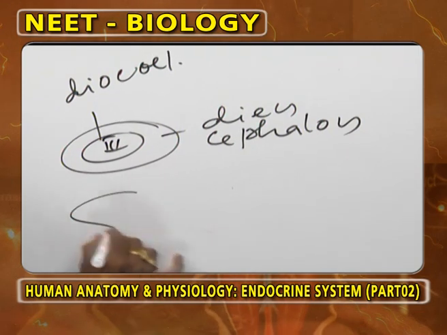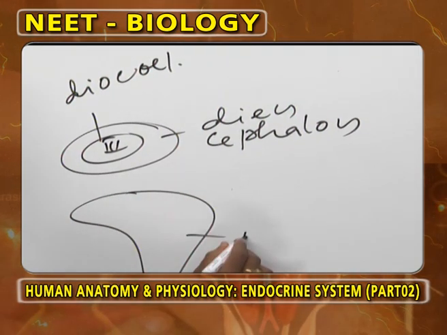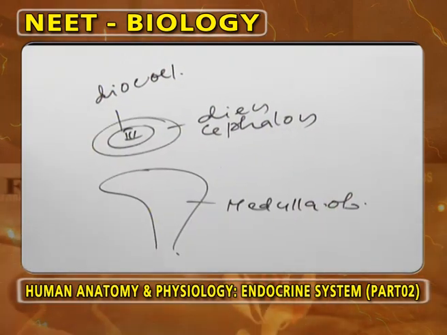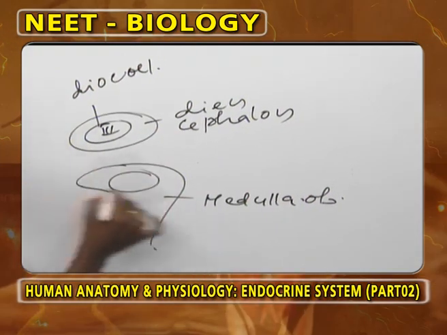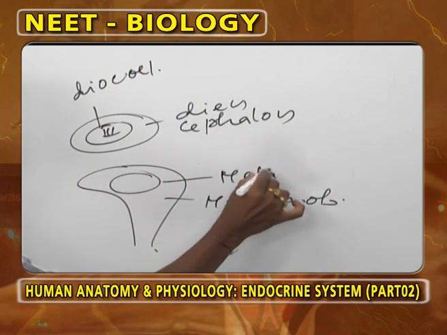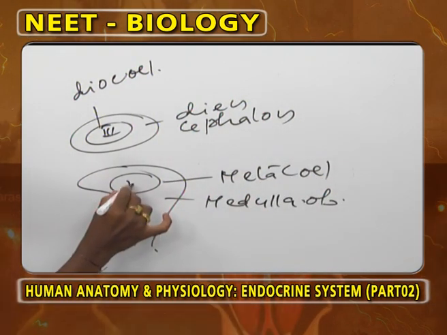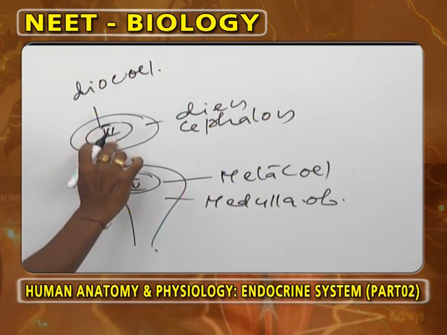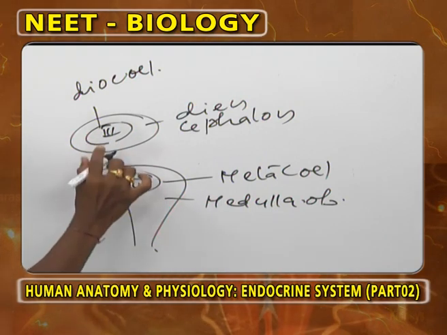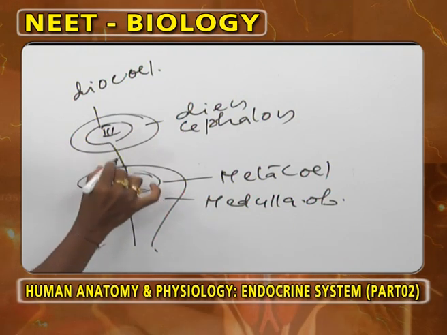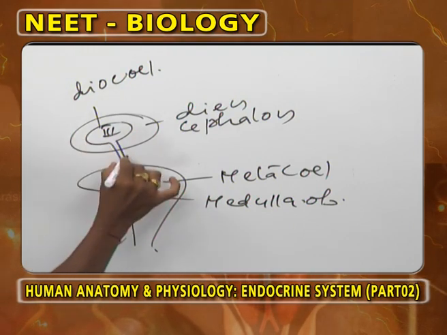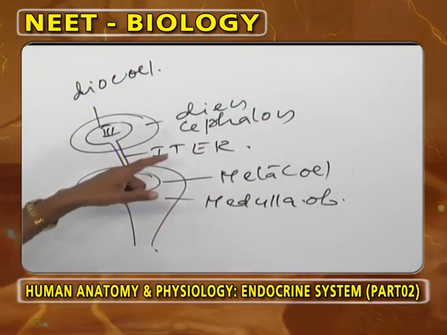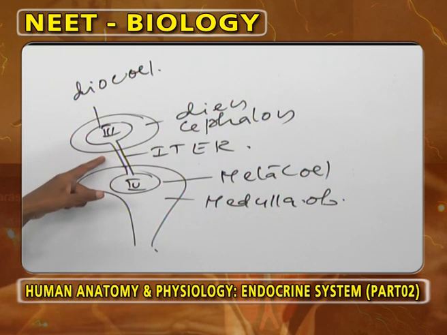Now this one we call the medulla oblongata. In the medulla oblongata, a cavity is present called the metacele. It is numbered as the fourth ventricle. Now the diocele opens into metacele through a canal that we call iter. Where is it present? In the midbrain.